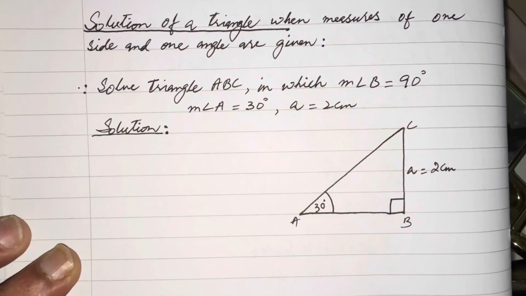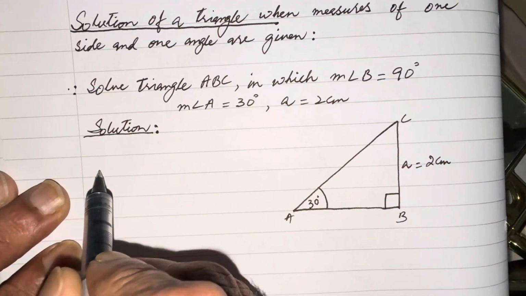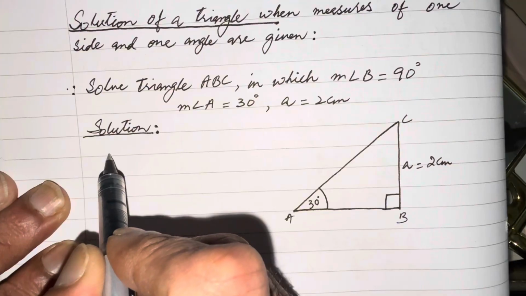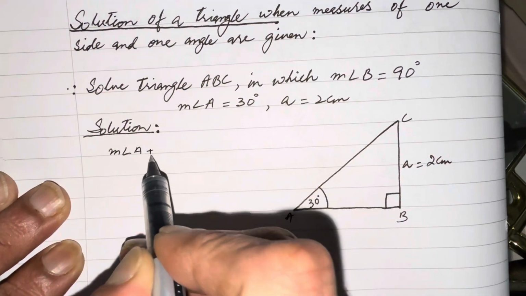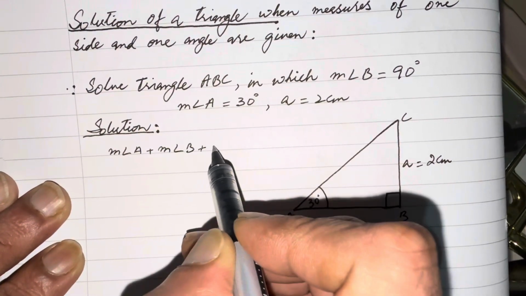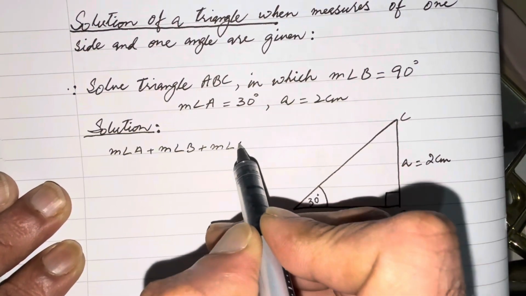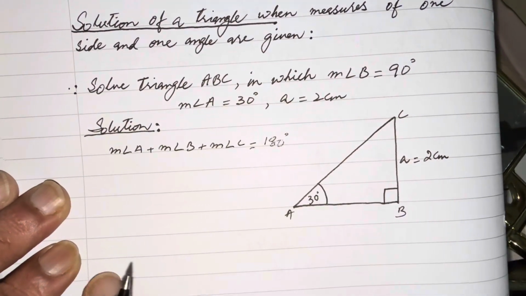So we can say that measure of angle A plus measure of angle B plus measure of angle C always equals 180 degrees.